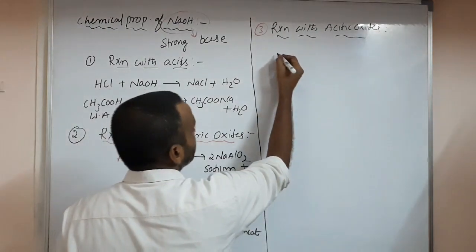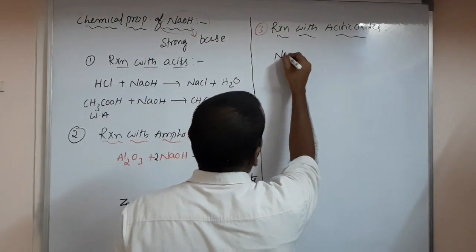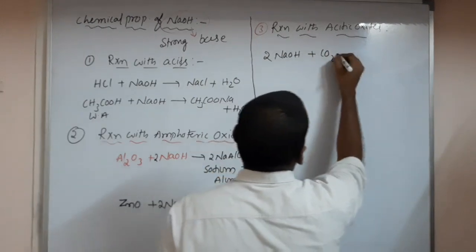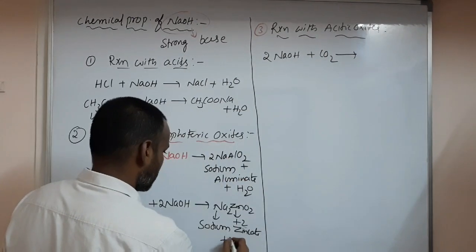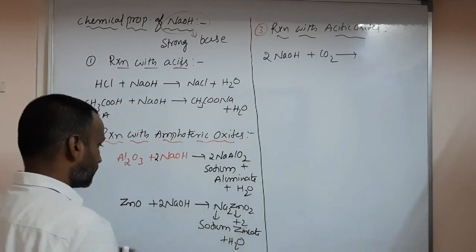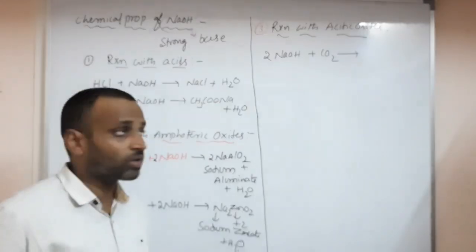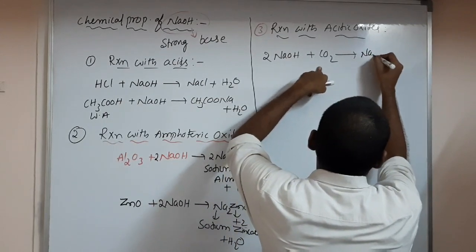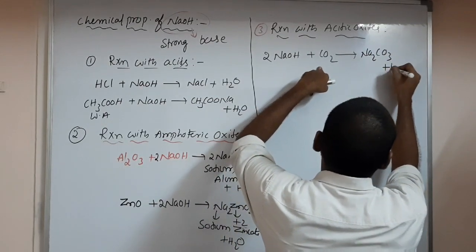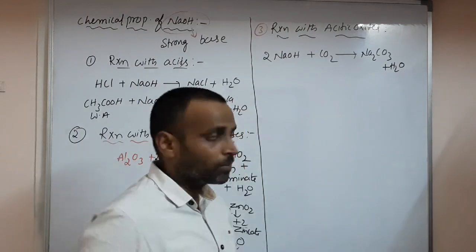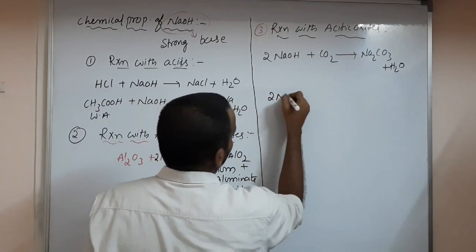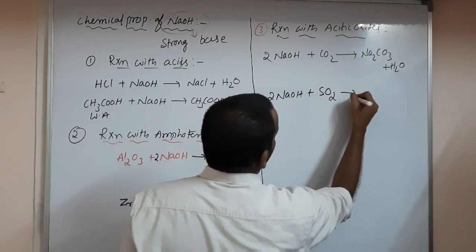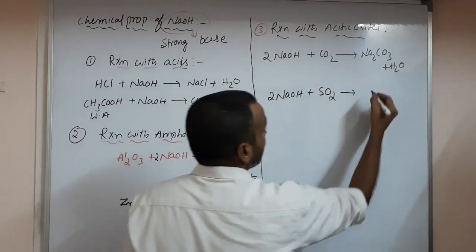Suppose I am taking sodium hydroxide, NaOH plus CO2, and you have to take 2 moles. Of course, H2O will come here. So don't think, sir, what about hydrogen? You are not writing it. Don't think like that. NaOH plus CO2 gives Na2CO3 plus H2O. Suppose sodium hydroxide with SO2, what will you get?